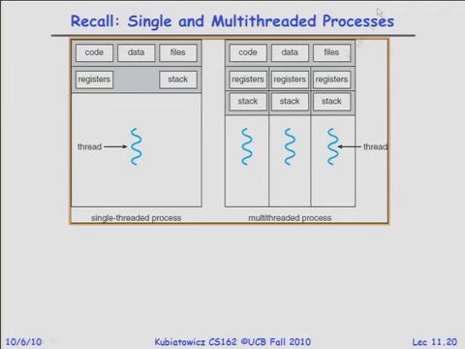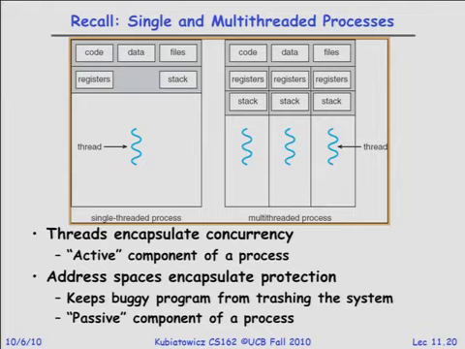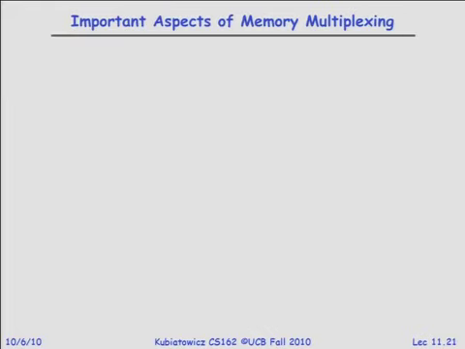Okay, and so threads are the concurrency portion, and the address spaces are the protection and the state of the system. Let's now dive a little bit into how we protect memory. So what are some important things we could hope to get from multiplexing the memory in a controlled fashion? Well, one thing is controlled overlap. Now, what do I mean by that?